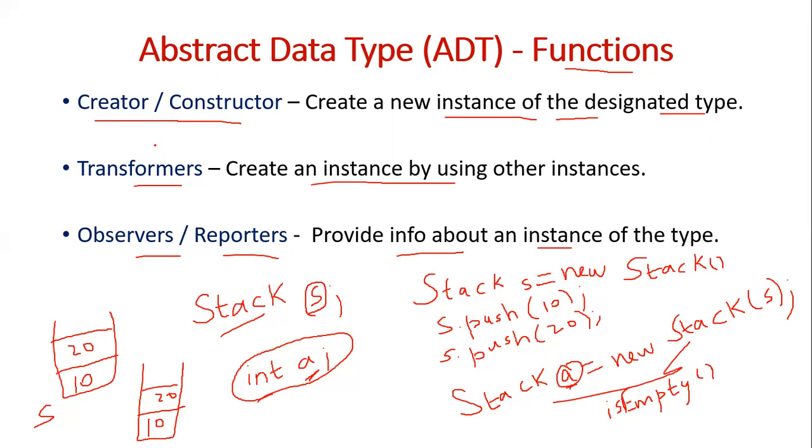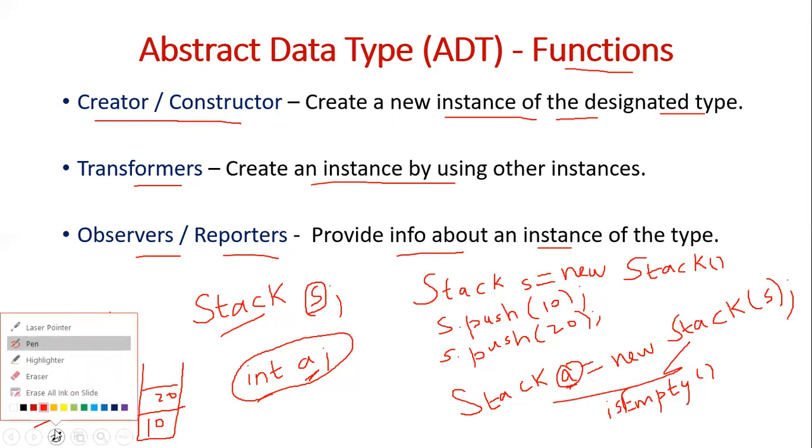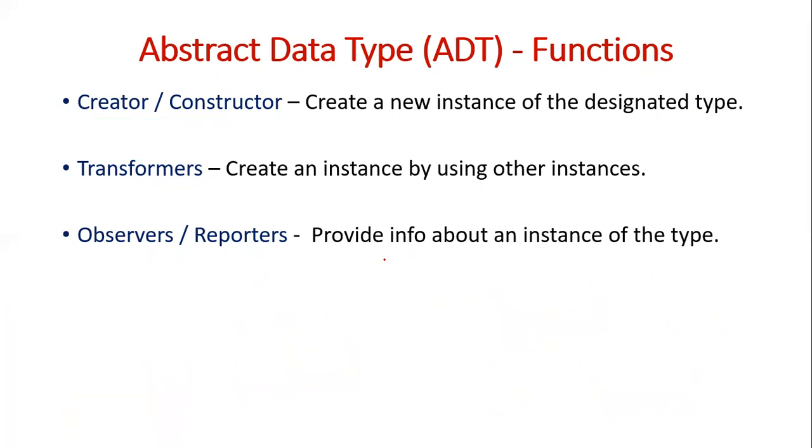So a typical abstract data type will contain these functions. Creator, which is used to create a new instance of that particular designated type. A transformer, which is also used to create an instance by using other instances. And observers or reporters, which are used to provide information about the instance of a particular type.